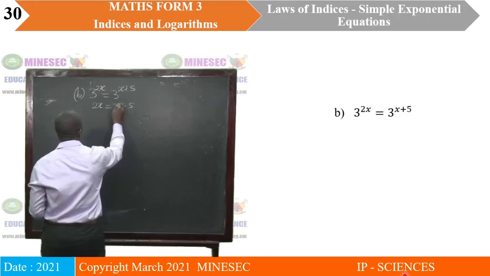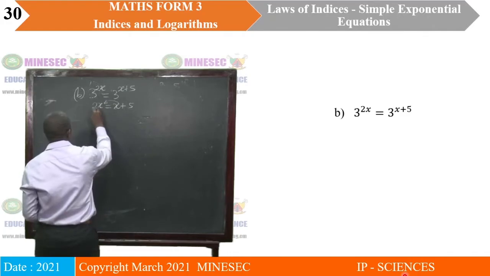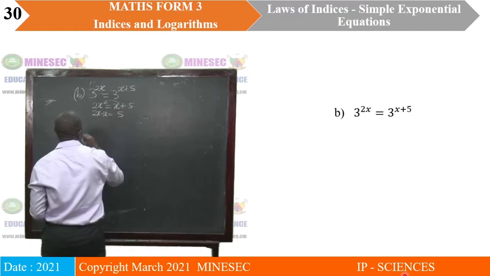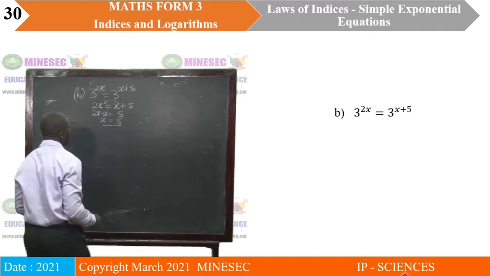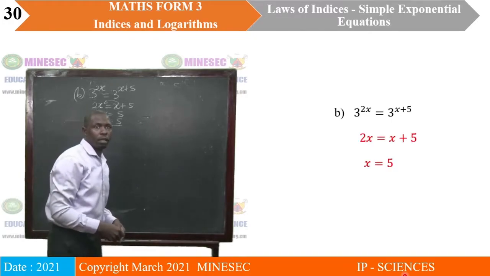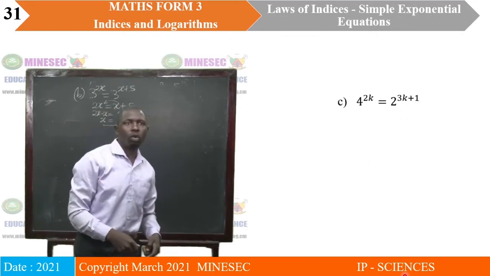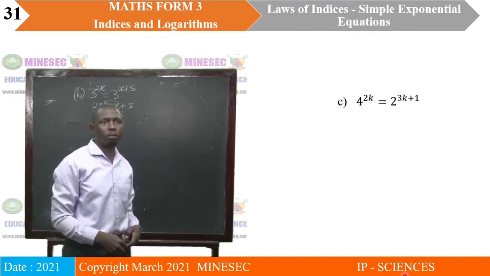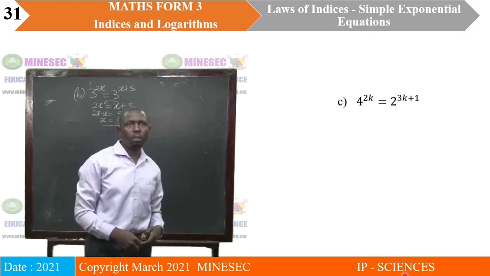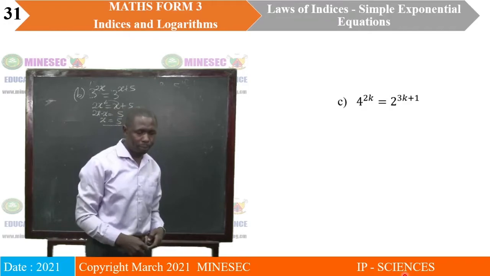We're interested in x, so we bring like terms together. This x is positive, it moves over to this other side, it becomes negative. We will have 2x minus x, which will be equal to 5. And 2x minus x will be x, which is equal to 5. So our result is 5. That's your solution displayed on your screen. So we have the next question too, which is giving us 4 raised to the power 2k being equal to 2 raised to the power 3k plus 1 as indicated.